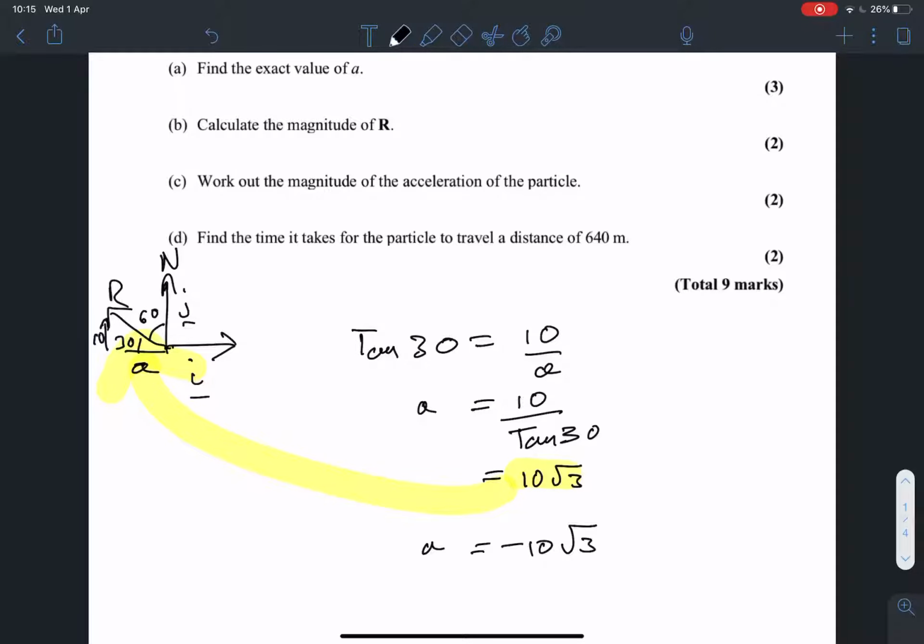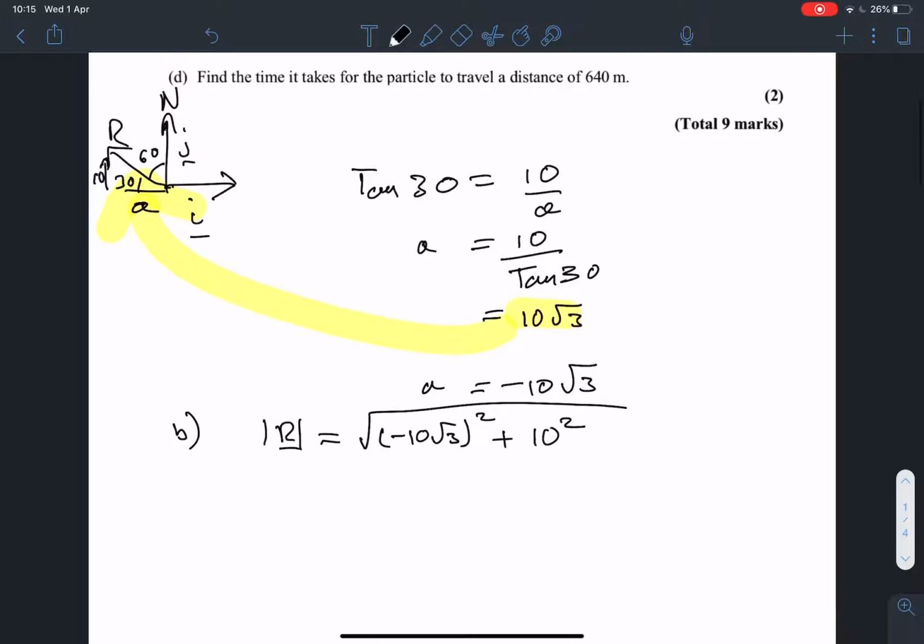Okay, part B, the magnitude of R. So the magnitude of R is equal to the square root of negative 10 root 3 squared plus 10 squared, using Pythagoras. So that's going to be the square root of 400, which is 20 newtons.